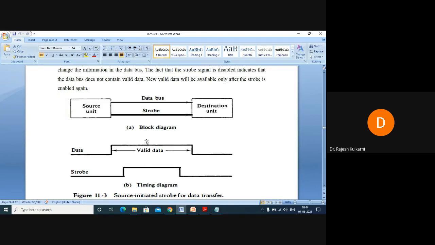Strobe and data are active now. This time is enough for the destination to receive the data and copy the data. So the destination usually copies the data at the trailing edge of the strobe. This is as simple as that.